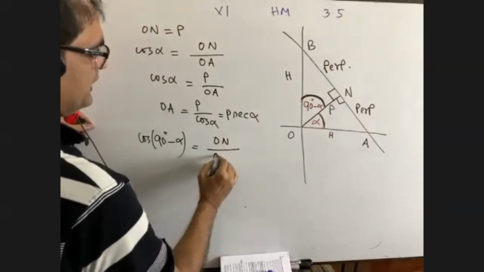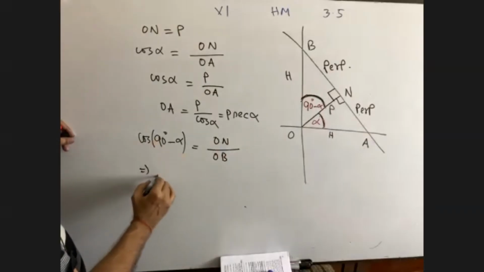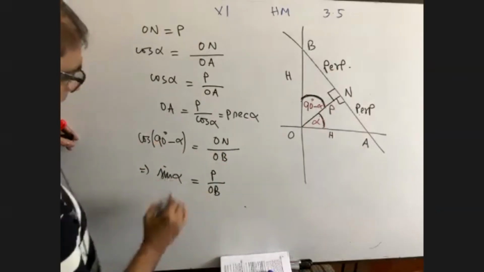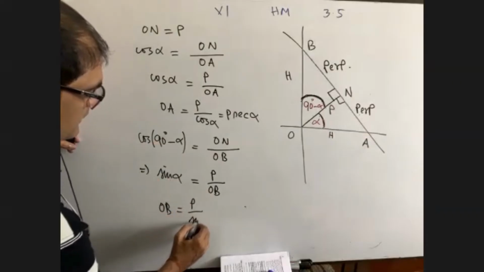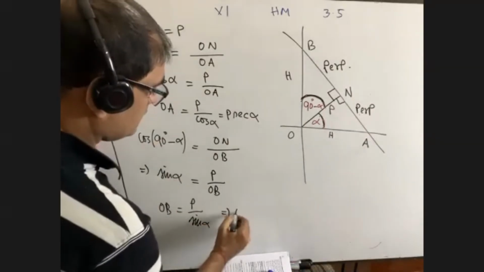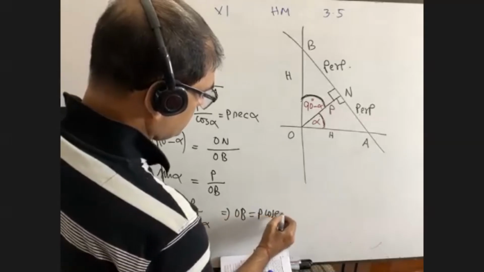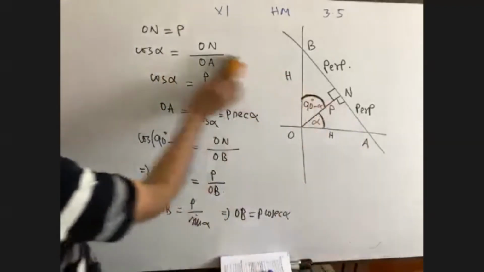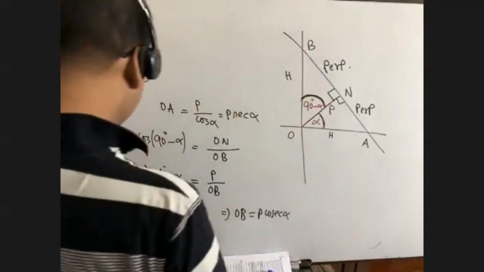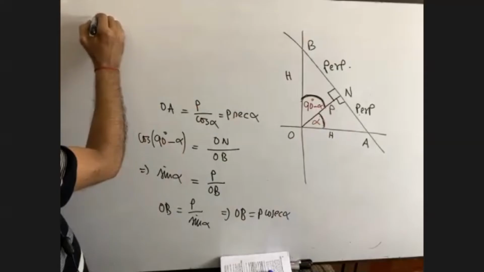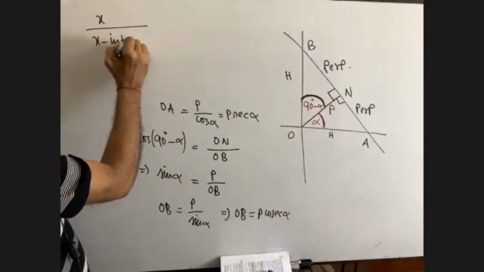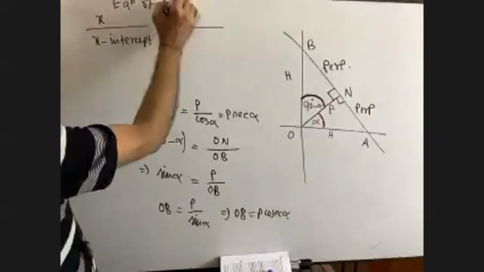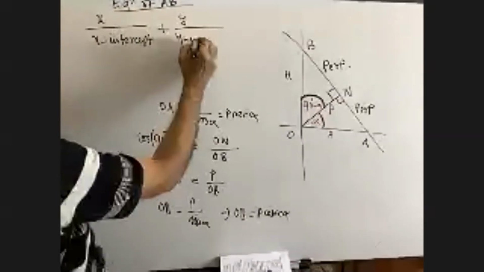Suppose cos alpha equals to what? Talk to me. If alpha is considered, then the side opposite the angle is regarded as perpendicular, so it is base. So base is ON, and the hypotenuse is OA. Talk to me, all of you. Yes, sir. Okay. So from here, we can write down, cos alpha is equal to ON by OA, that is, P by OA. That means we can write here, OA is equal to P by cos alpha. That means P sec alpha.